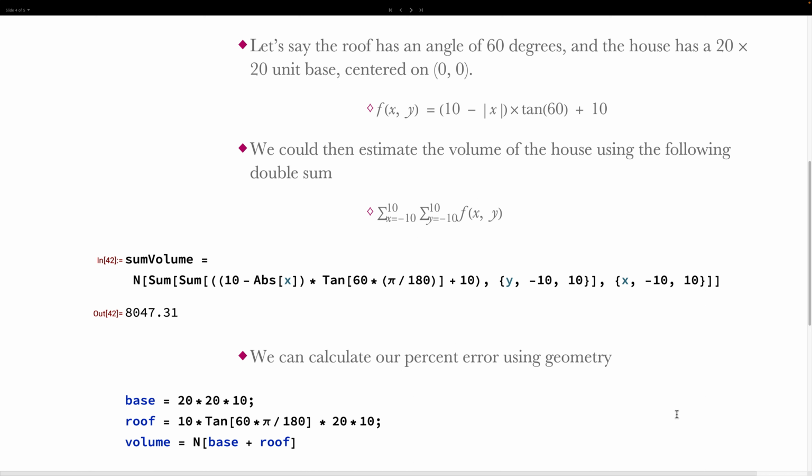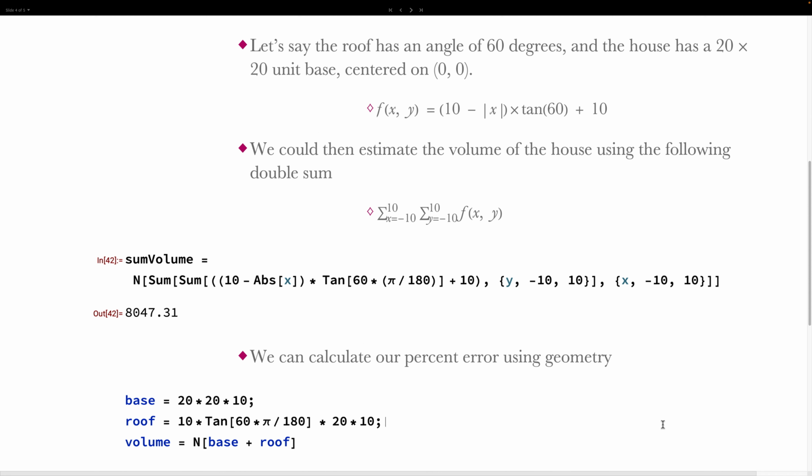To calculate our percent error, we can use some geometry. The base of the house will just be a rectangular prism. That'll be 20 by 20 by 10 wide. Now the roof of our house will just be a triangular prism, which we can calculate by taking 10 times the tangent of 60 degrees, which will be the height of that triangle, times 20, which will be the width, times 10, which will be the base divided by 2.